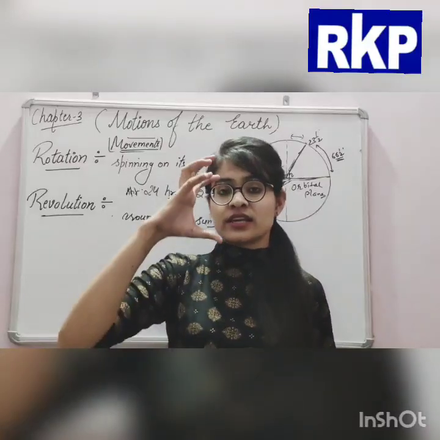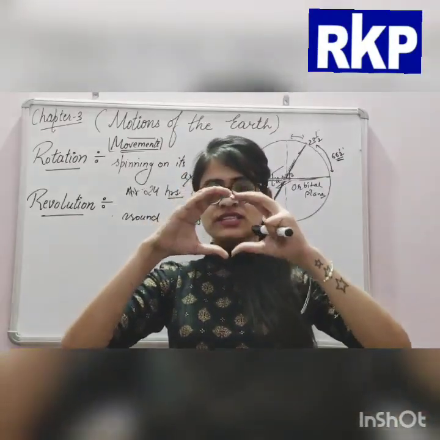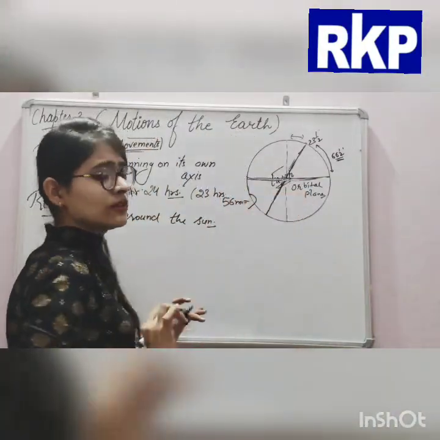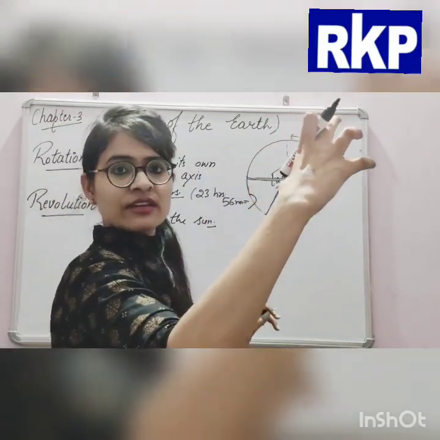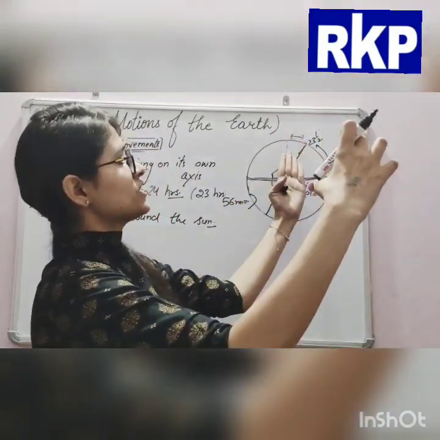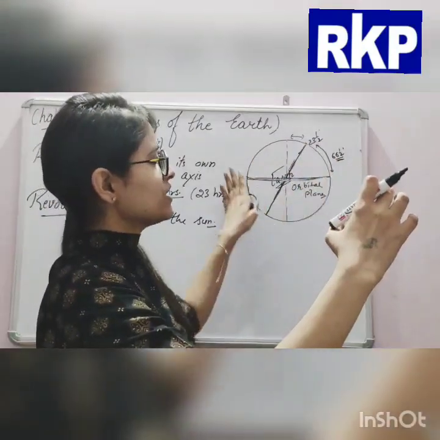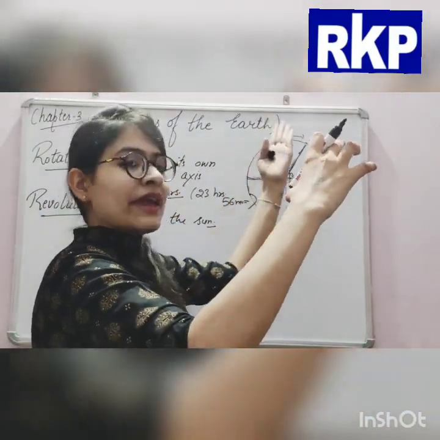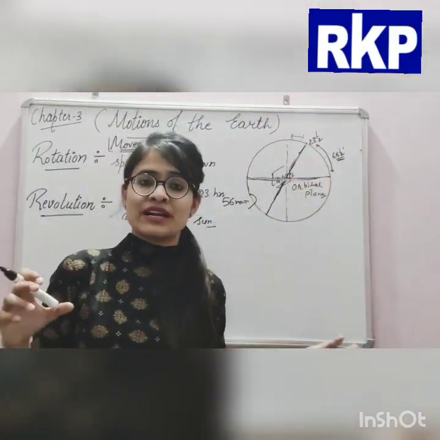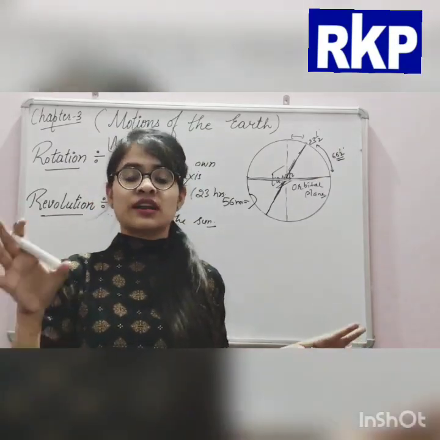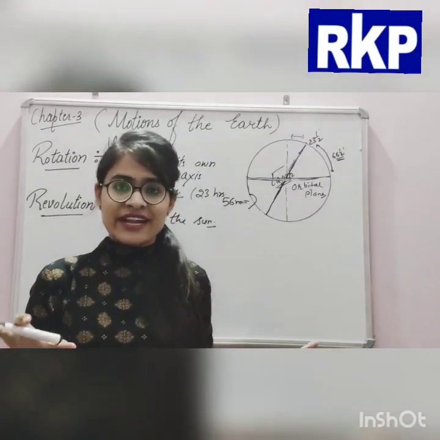Now you will see that this is our earth, like this. If the sun is here, and this part is facing the sun, this part experiences day. Obviously, the back part will not be receiving the light. Their night will occur.